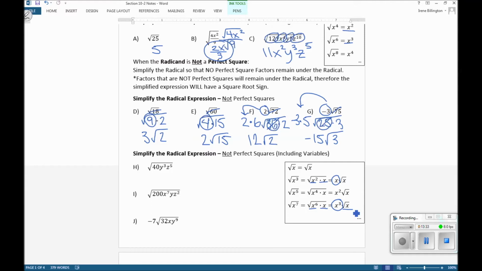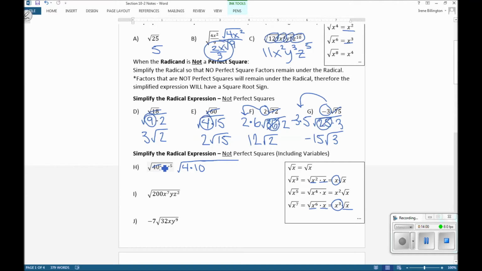All right, so let's look at the square root of 40y cubed z to the 5th. The first thing that I'm going to do is split this down into my perfect squares. So I know that 40, looking at it, 4 is a factor of 40: 4 times 10. So we're going to start with that, and I'm going to have the square root of 4 times 10. Now let's look at our variables. So that took care of my 40.